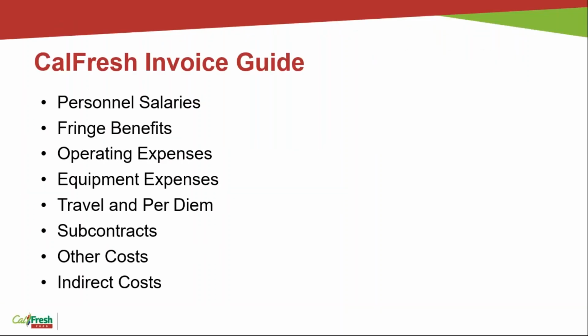Invoice Guide categories: personnel salaries, fringe benefits, operating expenses, equipment expenses, travel and per diem, contracts, other costs, and indirect costs.